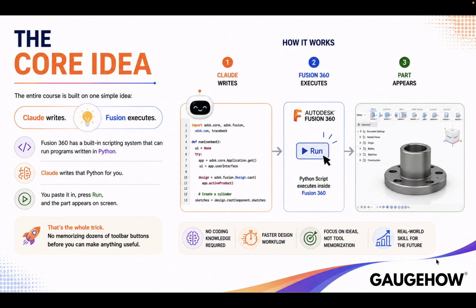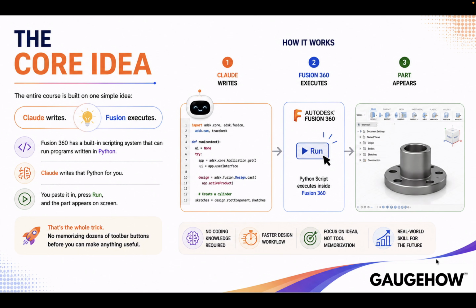Through this API, a script can create sketches, draw circles and lines, apply dimensions, perform extrusions, and perform many other operations that we normally carry out manually using the toolbar. In other words, almost every action that you perform with your mouse inside Fusion 360 can also be performed programmatically using Python.